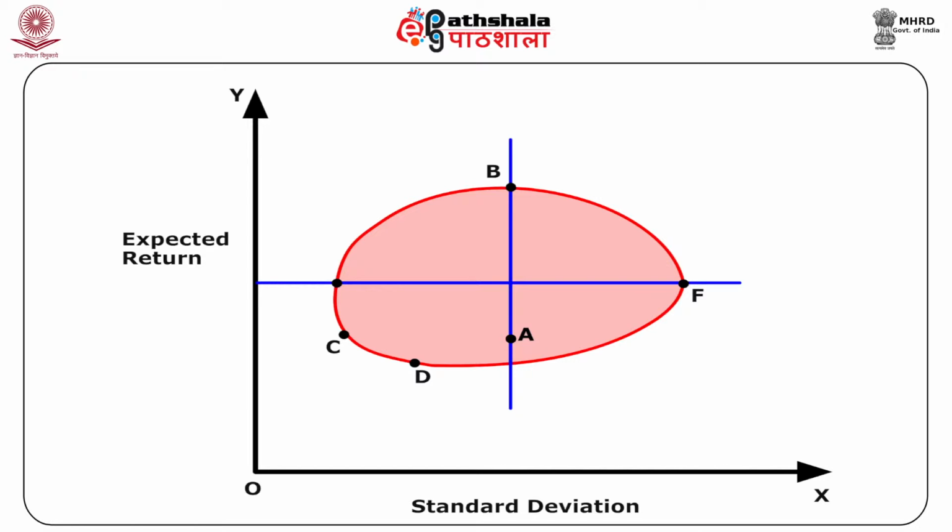A, for instance, is a point which is not lying on the outer margin or the exterior, or you could say on the boundary of the set. So, on the boundary there are 4 points B, C, D and F. These are all efficient portfolios, but a point A which lies within is not an efficient portfolio.